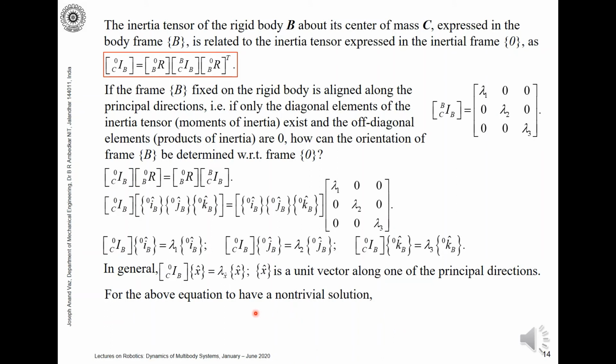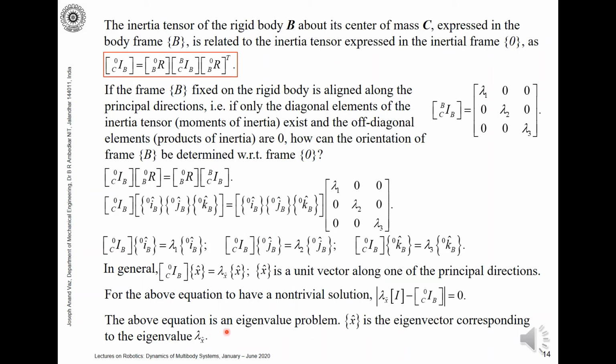For the above equation to have a non-trivial solution, the determinant of lambda x multiplied by the unit matrix minus the inertia tensor of the body with respect to center of mass expressed in frame 0 should be equal to 0. So this is actually a characteristic equation. The above equation is an eigenvalue problem.